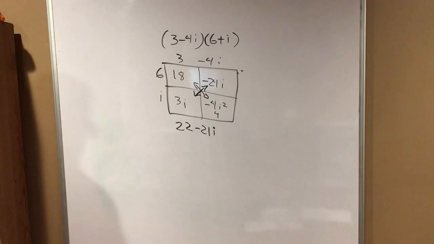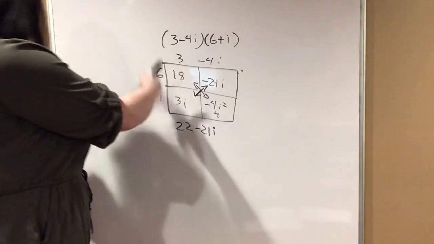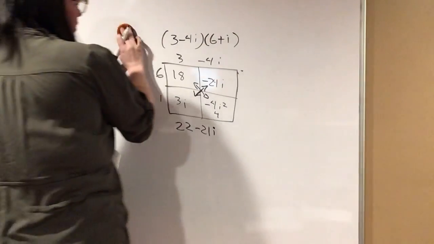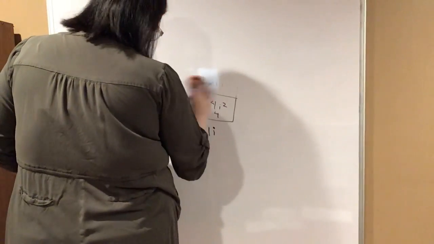I know I have simplified that. That's the reason you need to know your powers of i's, because i squared is negative 1. We multiplied through, made it a nice thing to combine.